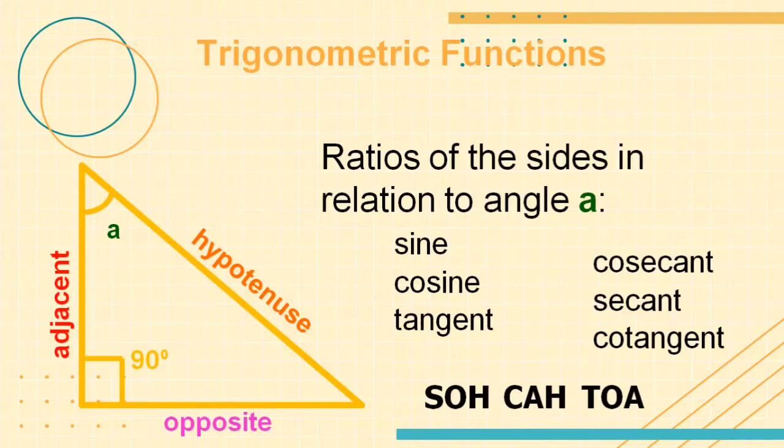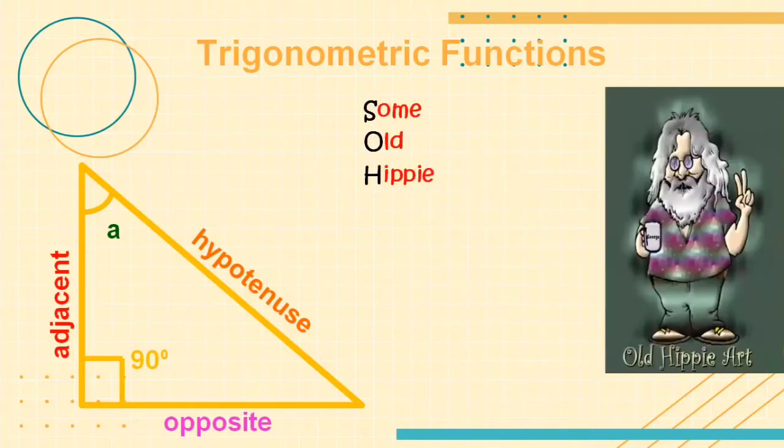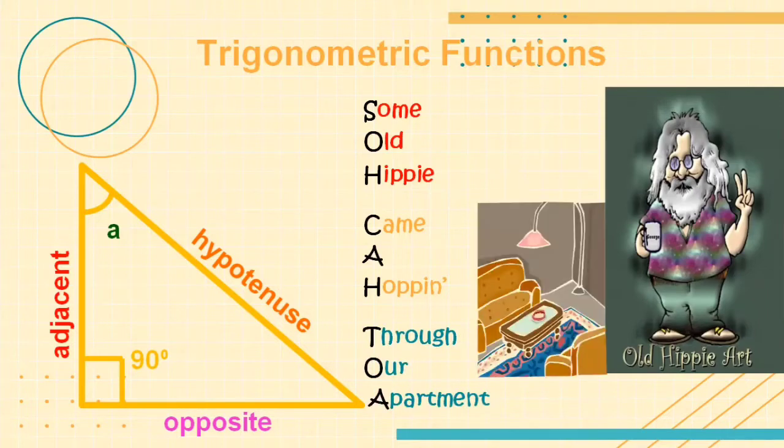Now, the basic ratios that we are going to memorize are SOH-CAH-TOA. So let's discuss SOH-CAH-TOA. For us to be able to memorize it, we're going to put a word to represent each of the letters. S stands for some, O stands for old, H stands for hippie. C stands for came, A stands for a, and H stands for happen. And for TOA, T stands for through, O stands for our, and A stands for apartment.